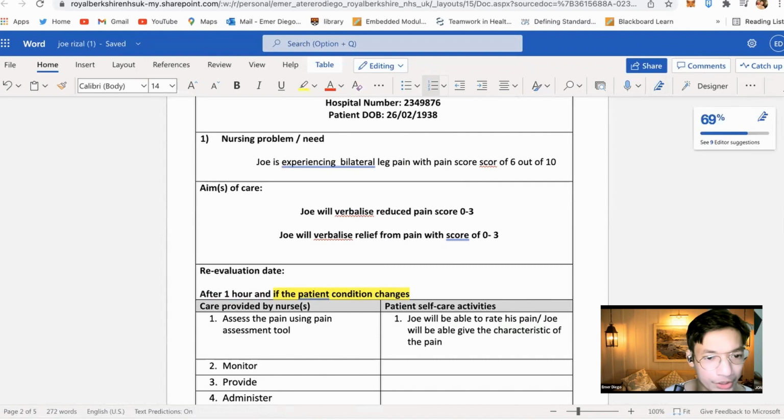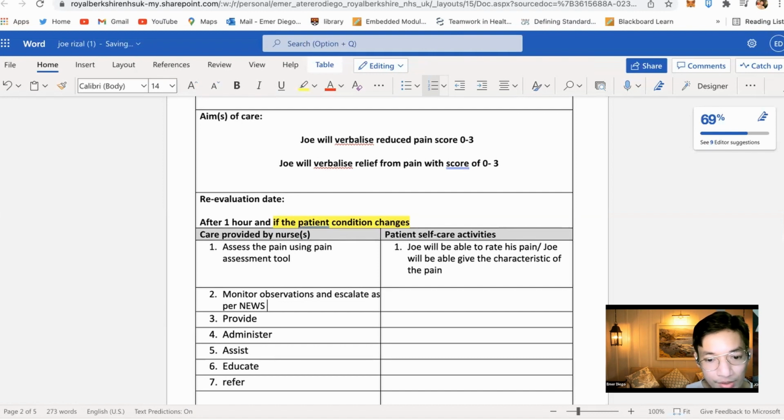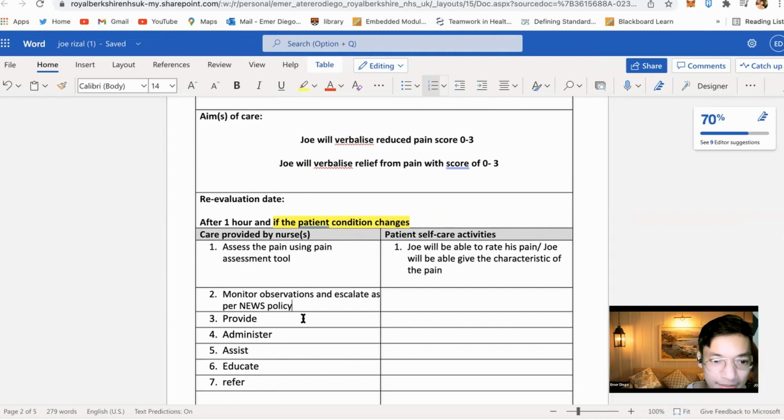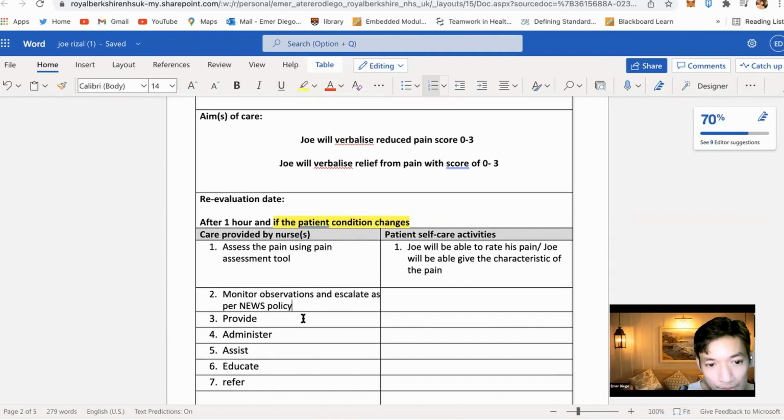Number 2, what are we going to monitor in terms of pain? Monitor observations. In the UK, vital signs, we commonly refer to as observations. Monitor observations and escalate as per NEWS policy. Remember, if you're experiencing pain, it also alters vital signs. It can increase the patient's blood pressure, respiratory rate and also the pulse rate. We've all experienced pain at some point in our lives, so you all know that it could affect vital signs. That could be your second intervention in terms of your pain.